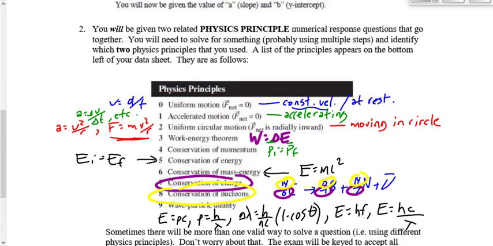So whatever question you see, do it, and then figure out what you did, which principle you used to solve it. Okay, let's take a look at an example to put this into action. We're going to solve the problem, and then we're going to identify which physics principles we used to solve the problem.